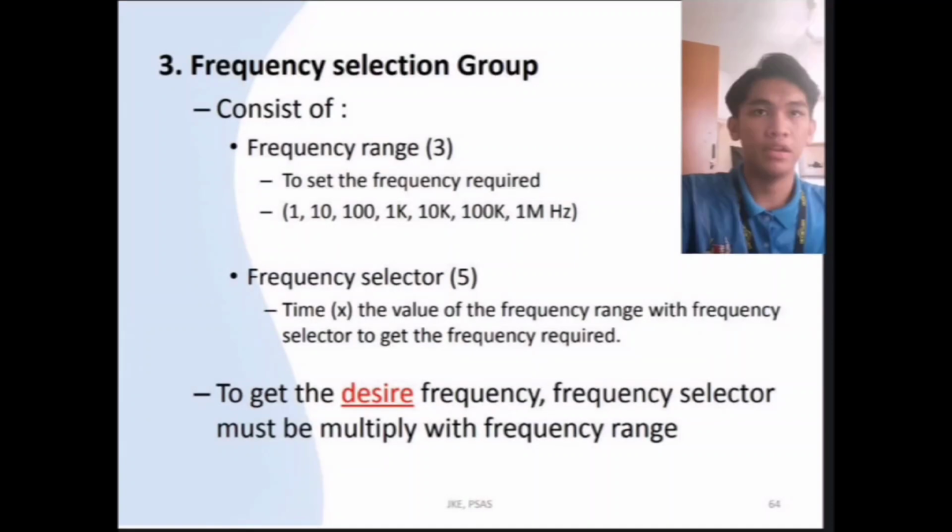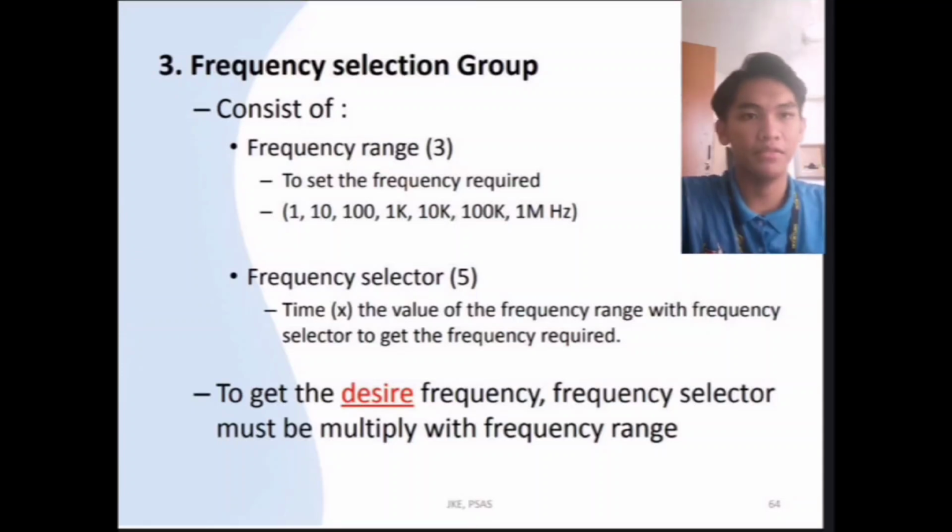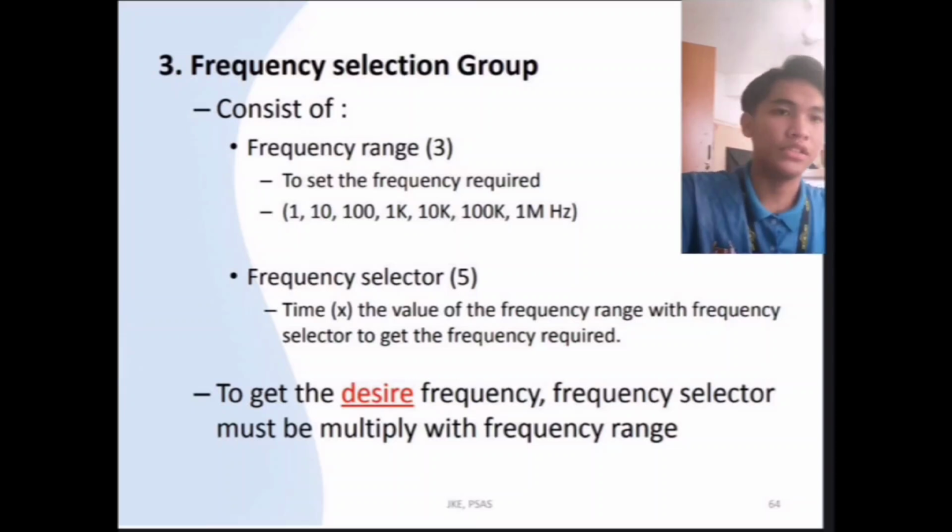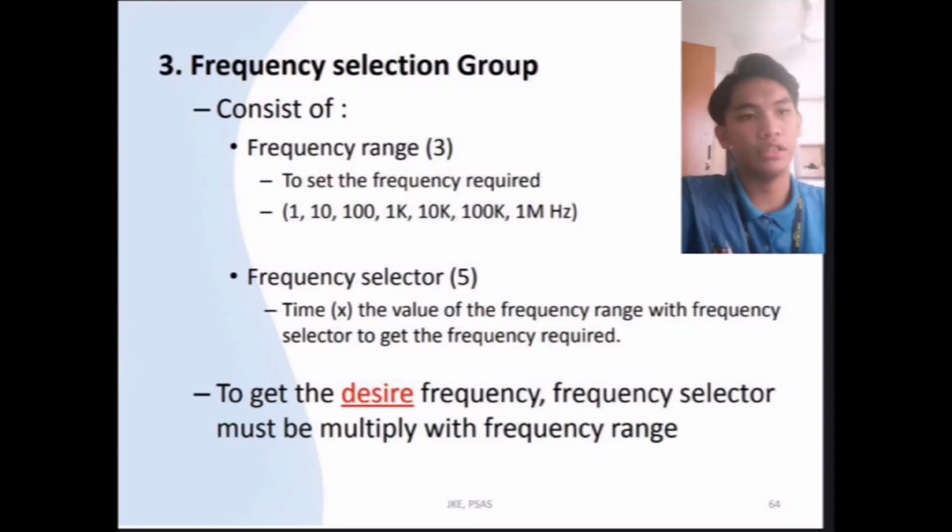The frequency selection group consists of the frequency range. This function is to set the frequency required, such as 1, 10, 100, 1K, 10K, 100K, 1 million Hz. Frequency selector: times the value of the frequency range with the frequency selector to get the frequency required. This is also to get the desired frequency. The frequency selector must be multiplied with the frequency range.